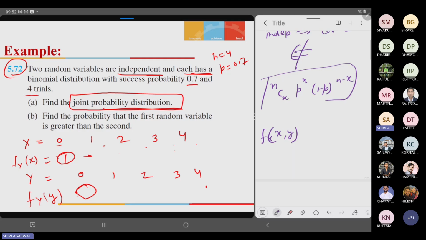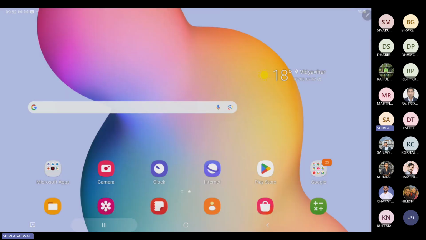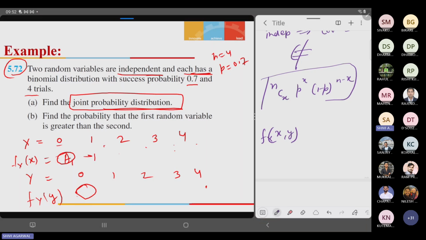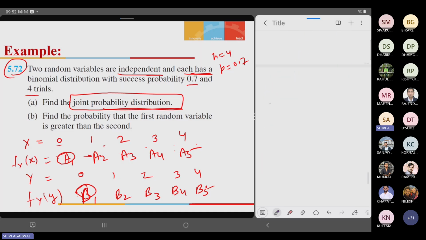Then let us suppose the values are coming A1, A2, A3, A4, A5. And let us suppose this is B1, B2, B3, B4, B5. These values you can calculate. I am not doing it, it's up to you because it follows the binomial distribution which you have done. So now the joint density function is what? X is varying from 0, 1, 2, 3, 4. Y is also varying from 0, 1, 2, 3, 4.